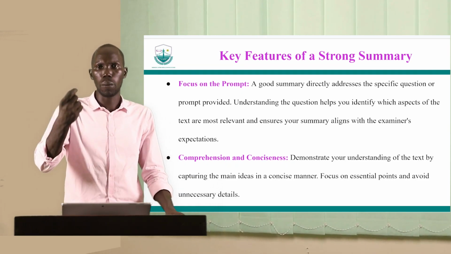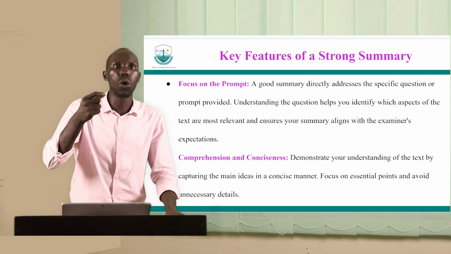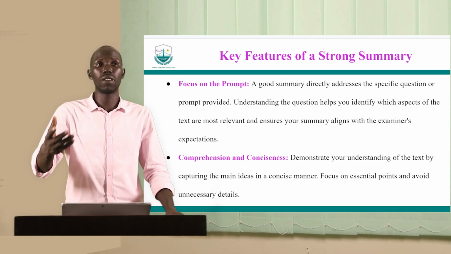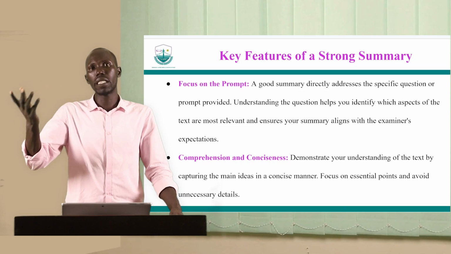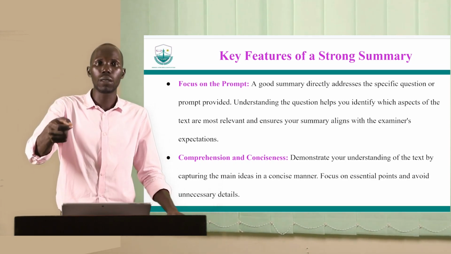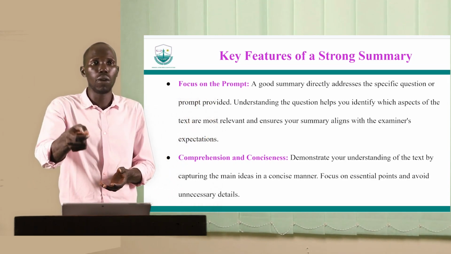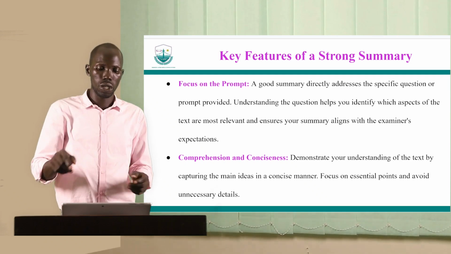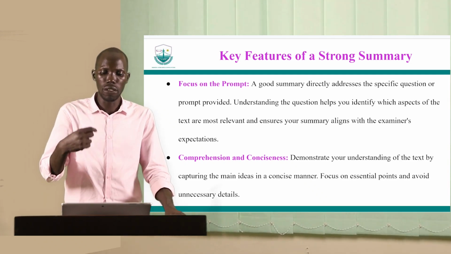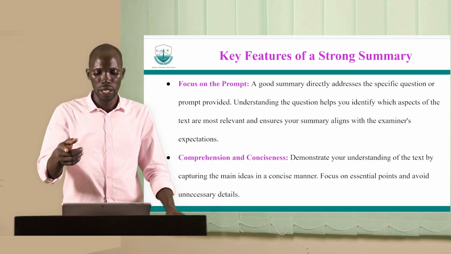Now, when you respond to the prompt, look at the part that the examiner expects you to focus more on. It could be the advantages of a given subtopic. It could be the disadvantages. It could be characteristics or features of other things. If that is what the examiner wants you to focus on, first read the whole text. After reading the whole text, focus more on what the question says. That enables you to respond to the prompt directly. But if you just beat around the bush, you are more likely to be penalized.